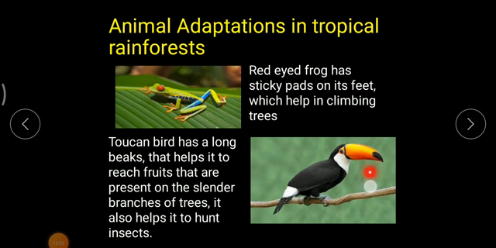This toucan bird has a long beak. Since this long beak helps the toucan bird to reach fruit that are present inside the slender branches of a tree. As you might know, or you might have seen, some parts of the fruits are residing deep inside a tree. So this toucan bird has adapted a long beak so that it can go deep inside the tree and get the required fruit or the desired food it is looking for. And this beak even helps toucan birds to hunt small insects and all, and they can survive.